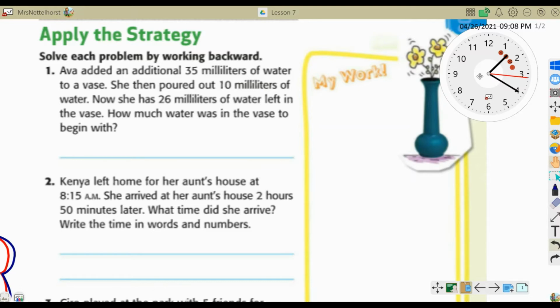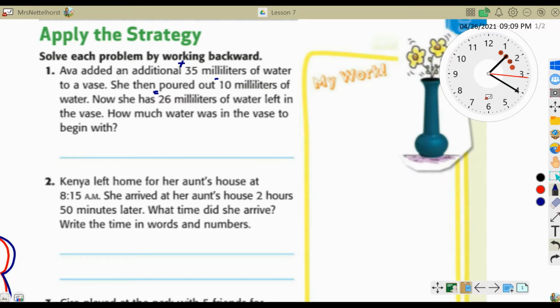Okay, so she added 35 milliliters. I'm going to mark this up here with my marker. So she added 35 milliliters to a vase. She poured out, she minused 10 milliliters, and her total that she has, this should equal 26 milliliters. How much water was in the vase to begin with?